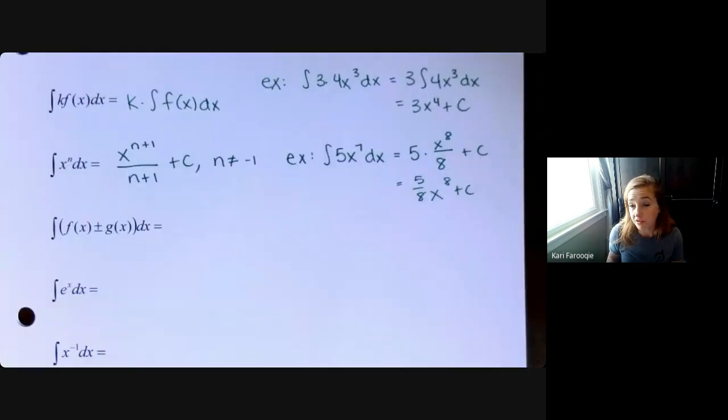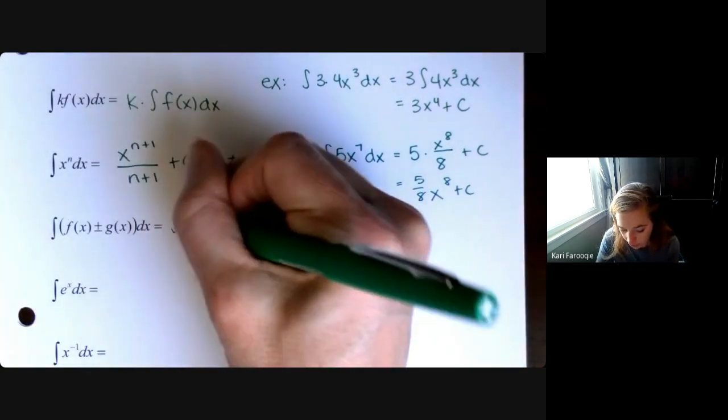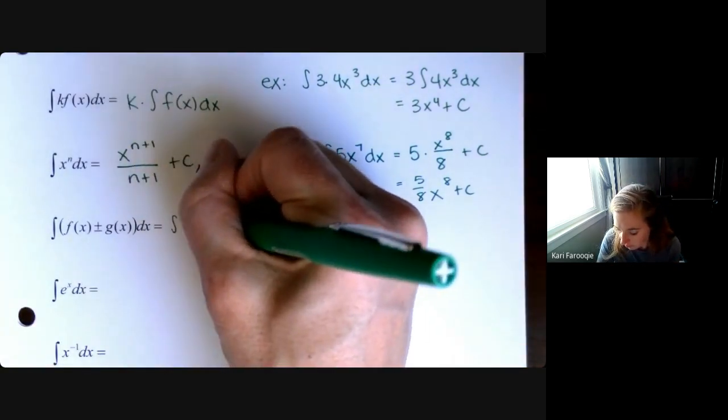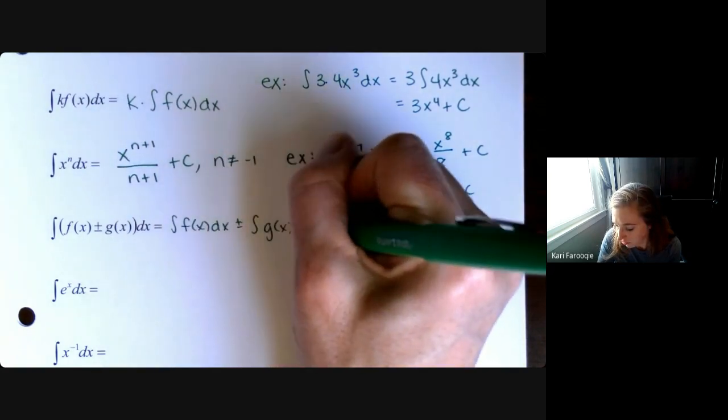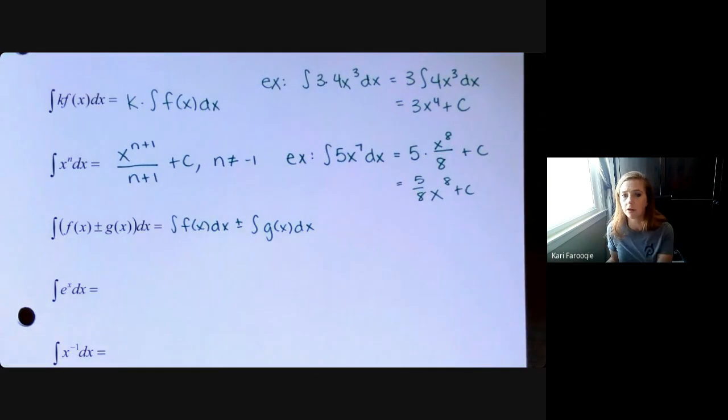The next rule is the sum and difference rule. It basically just states that we can take the sum or difference inside the integral and turn it into the integrals separately of the sum and difference. So what that would look like would be the integral of f of x dx plus or minus the integral of g of x dx. So just looking at those as 2 separate integrals versus taking the sum or difference inside the integral.